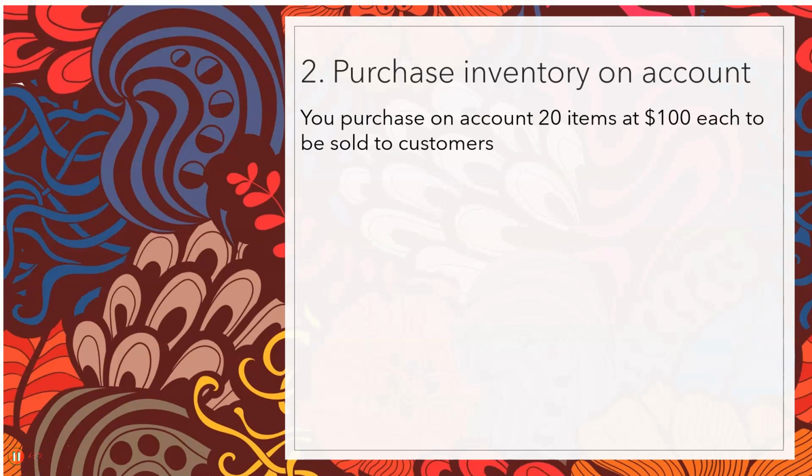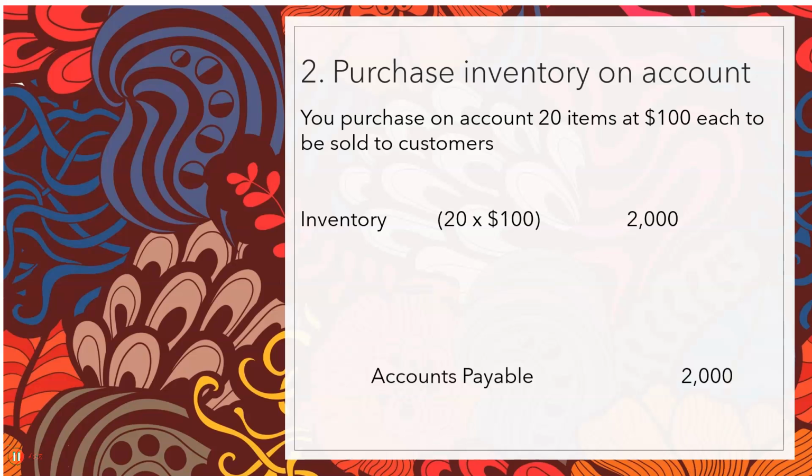Now what happens if instead we buy 20 items at $100 each, but we do it on account? On account means no cash changed hands. So in that case, it's still going to go to inventory, but the credit is going to increase our accounts payable.